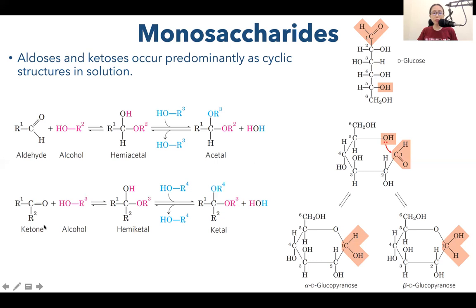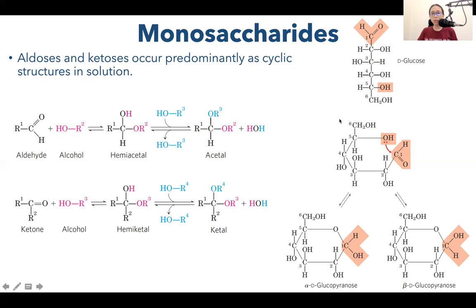The same is also possible for a ketone. There are two alcohol molecules that can add to the carbonyl carbon. The first addition creates a hemiketal, and the second alcohol added produces a ketal. In the case of our monosaccharides, both the alcohol and the carbonyl groups are located in one molecule, and the consequence is that a cyclic or ring structure is formed.